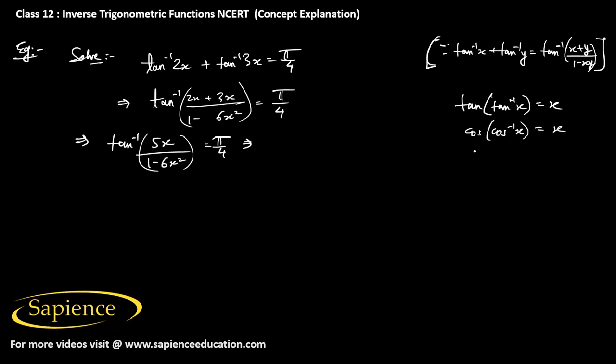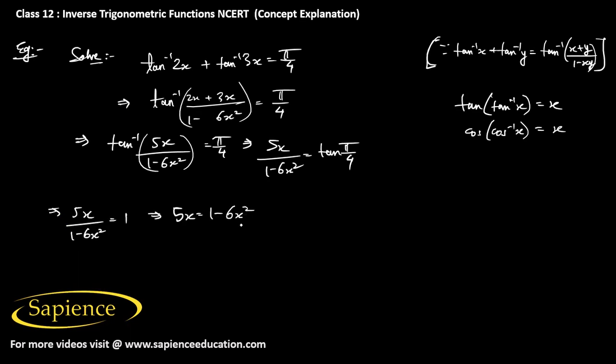So a trigonometric function of its inverse will be equal to that x. Therefore we can say 5x by 1 minus 6x square is equal to tan pi by 4, which is equal to 1. So 5x will be equal to 1 minus 6x square. Therefore we can write 6x square plus 5x minus 1 is equal to 0.